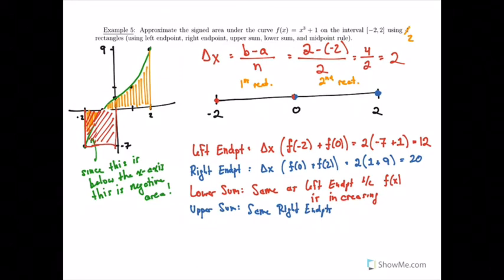So then we also have the midpoint rule. In this case, we're going to use the midpoint of each of those subintervals, -1 and 1. And this is going to give us a delta x times f of -1 plus f of 1, which will give us 2 times 0 plus 2 would be a 4.